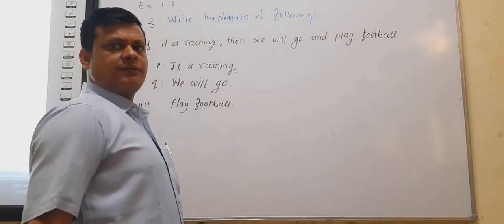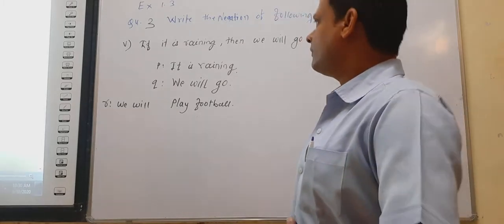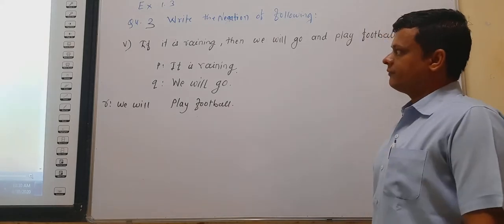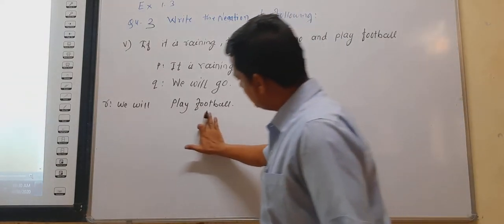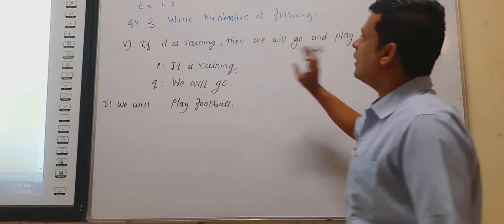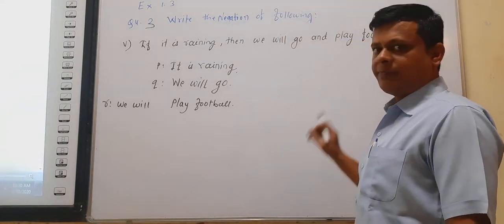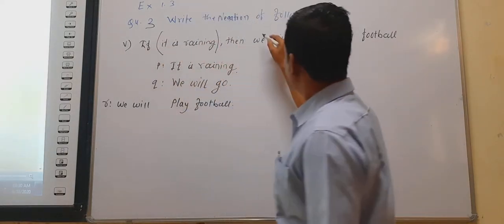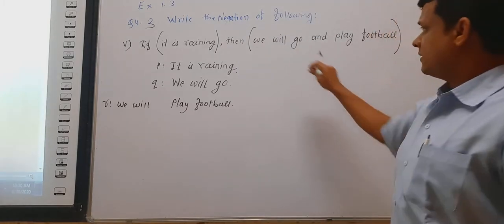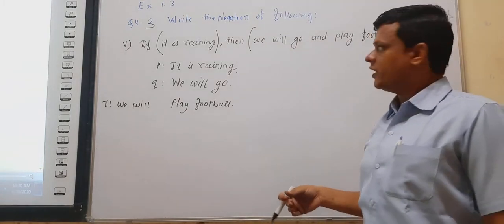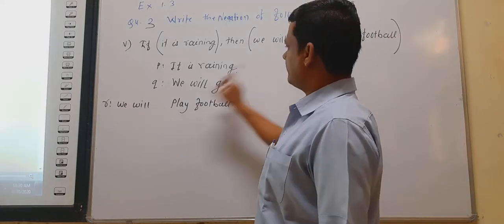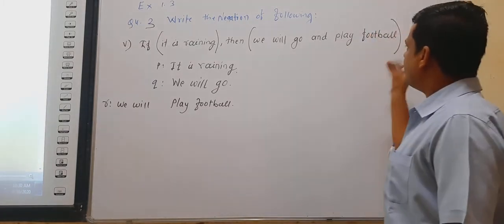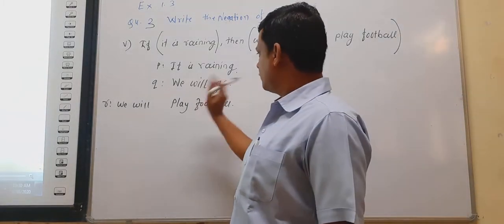Problem number 4 is very easy, you can solve yourself. Now see the next example. If it is raining, then we will go and play football. Some students get confused here. How many statements we have to use? See the phrase only. If then, this is first statement, this is second statement. But this second statement again includes two statements. So we write we will go as a statement Q and we will play football as R. That is first statement P.